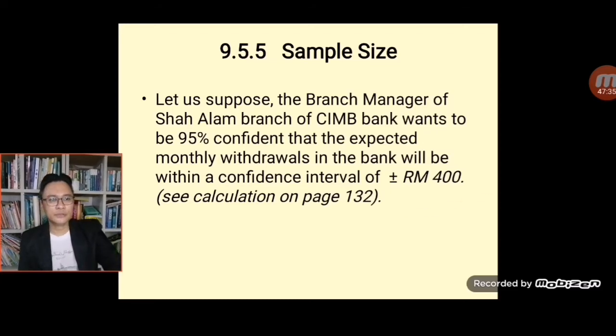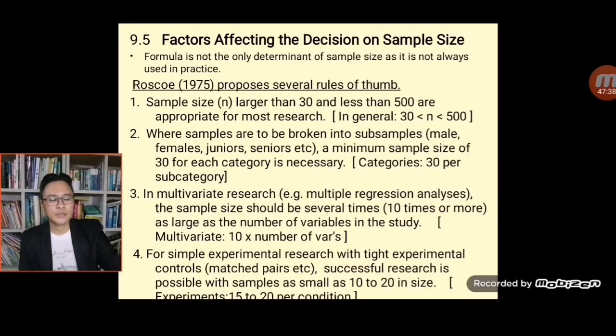Sample size, okay, put the sample size. So, okay, this one that many students quote, Roscoe. They take the sample size, generally 30 and less than 500 are appropriate for most research in general, between 30 and 500. This means that sample size is not determined by just whatever feels right.